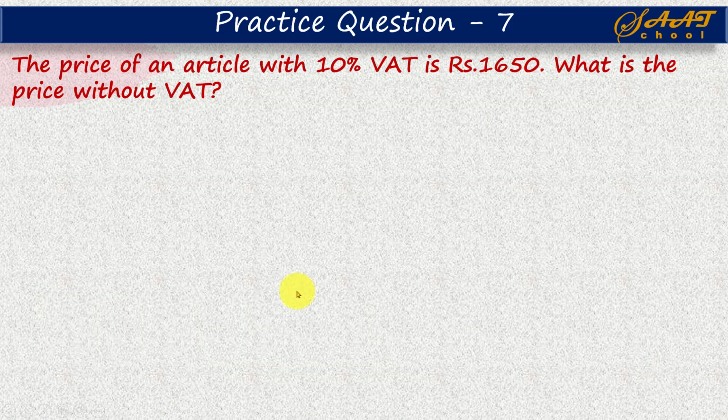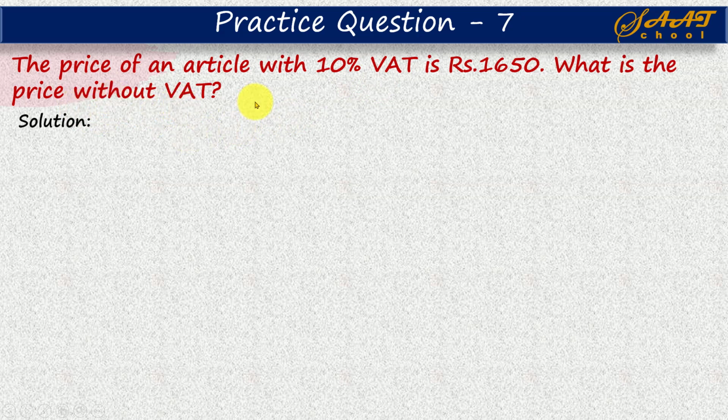Now here the question is: the price of an article with 10% VAT is 1650. What is the price without VAT? Meaning this is the price which includes 10% VAT. We have to find the price before VAT.